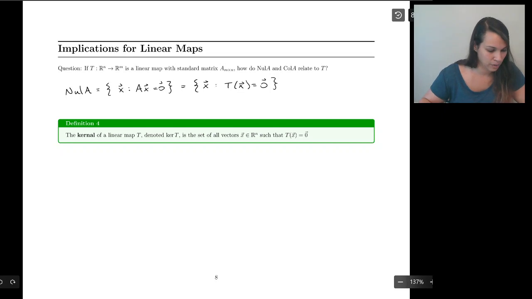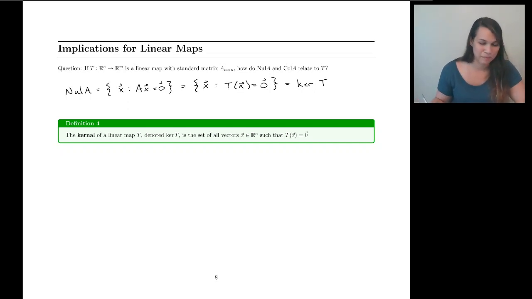And then we actually have a name for that. It's called the kernel of T. You might remember this from homework 1, problem 5. I made you do some stuff with kernel of T. Now we know where it comes from and why it was important, because it relates to all this subspace stuff.